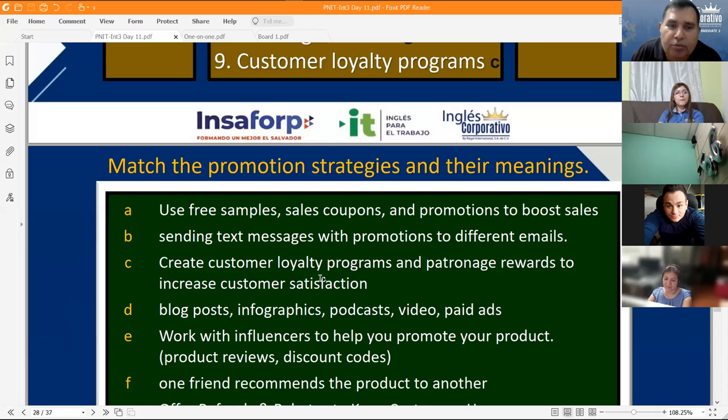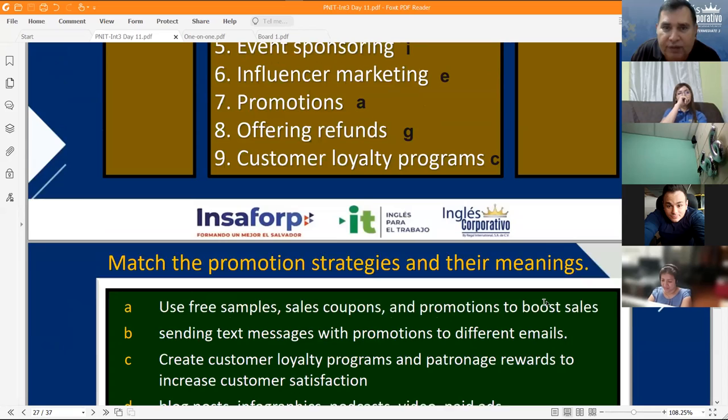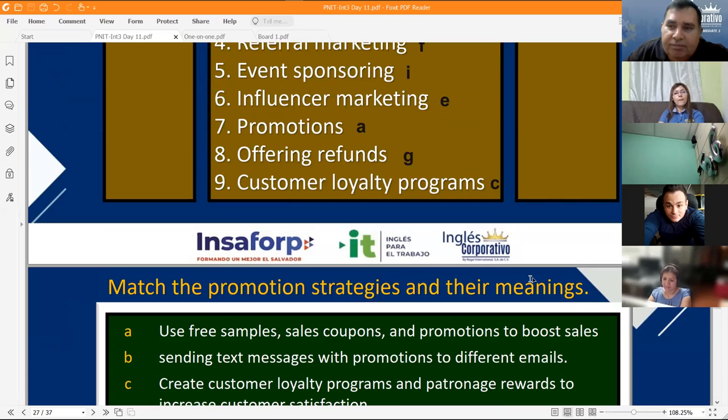Customer loyalty programs. Letter C, create loyalty programs and patronage rewards to increase customer satisfaction. You give them, because they are good customers, a better price, okay? Because you see them buying there very often. What do people do? They have a small coupon, and they put a seal every time that they buy. When they have 10 seals, they get the other product free, for example. So that is another type of promotion. This is for customer loyalty programs.